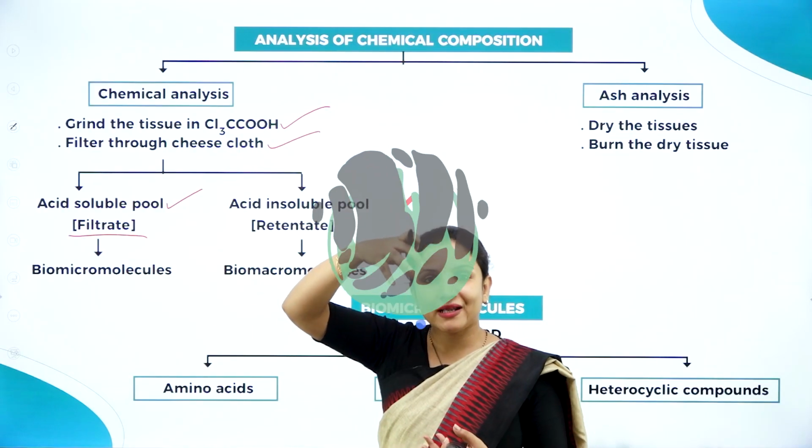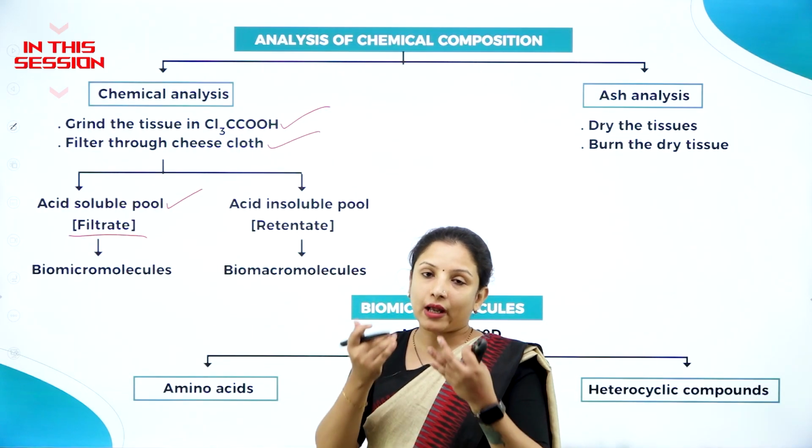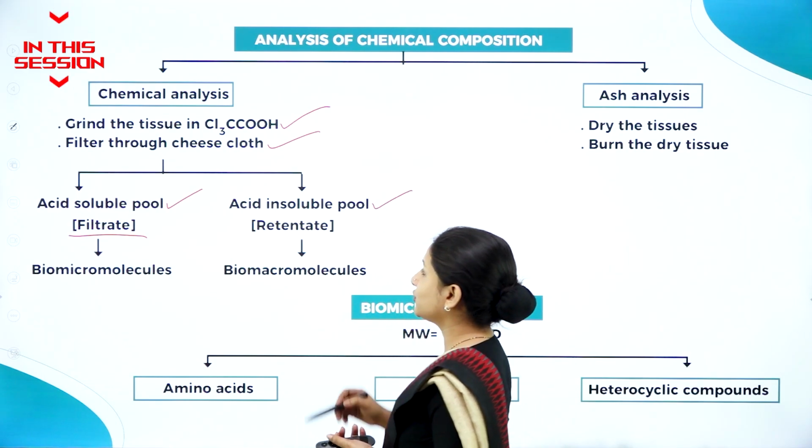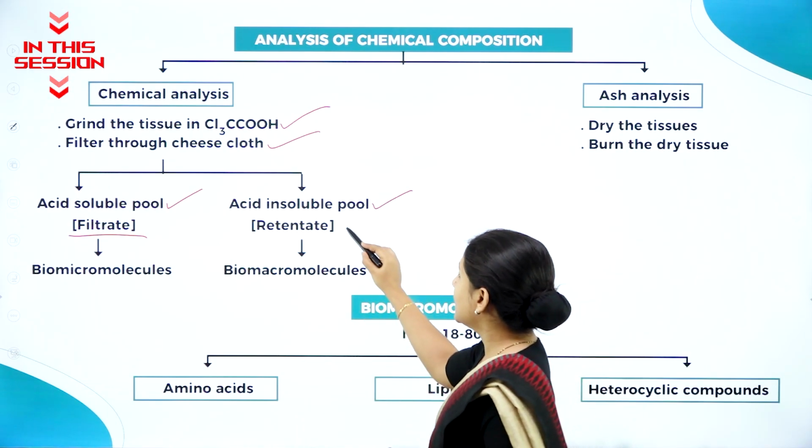Now whatever remains at the top in the cheesecloth and which doesn't get filtered, that we call as the acid insoluble pool, and it is called the retentate.